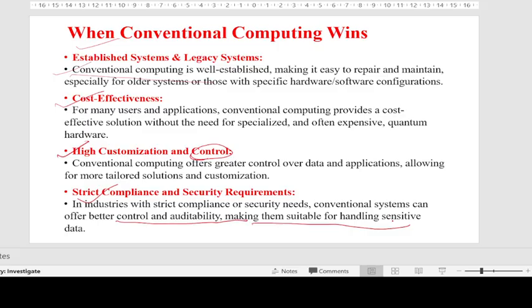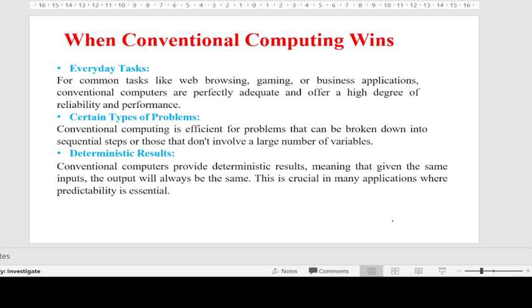So that means that if there is some sensitive data, you cannot directly trust the deep learning model, but the conventional model is giving very good results. It can provide accountability and auditability, so for those kinds of applications it is better. Everyday tasks, some common tasks like web browsing, gaming, business applications, conventional computing is better as compared to deep learning.